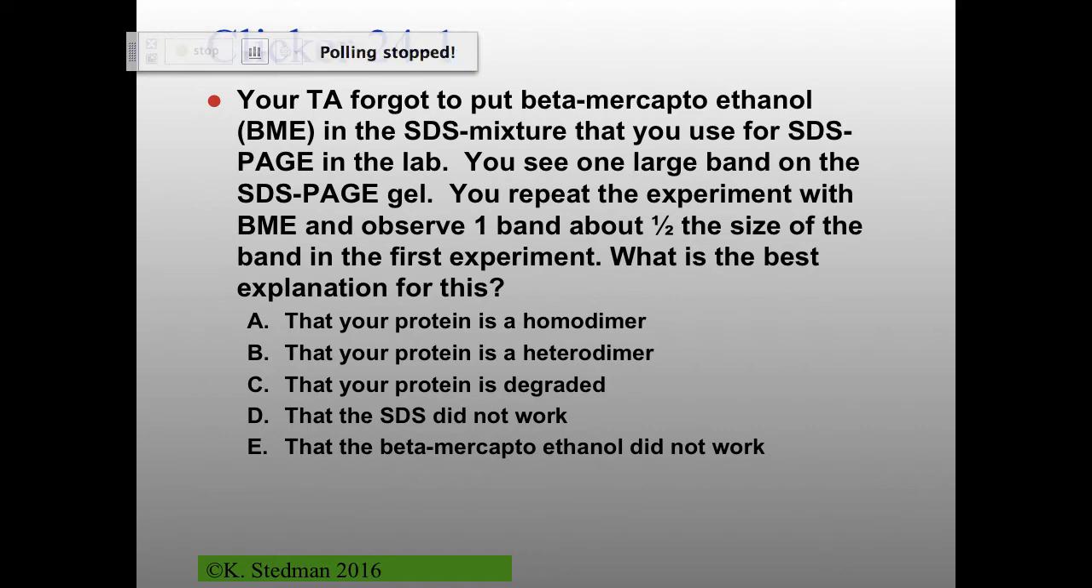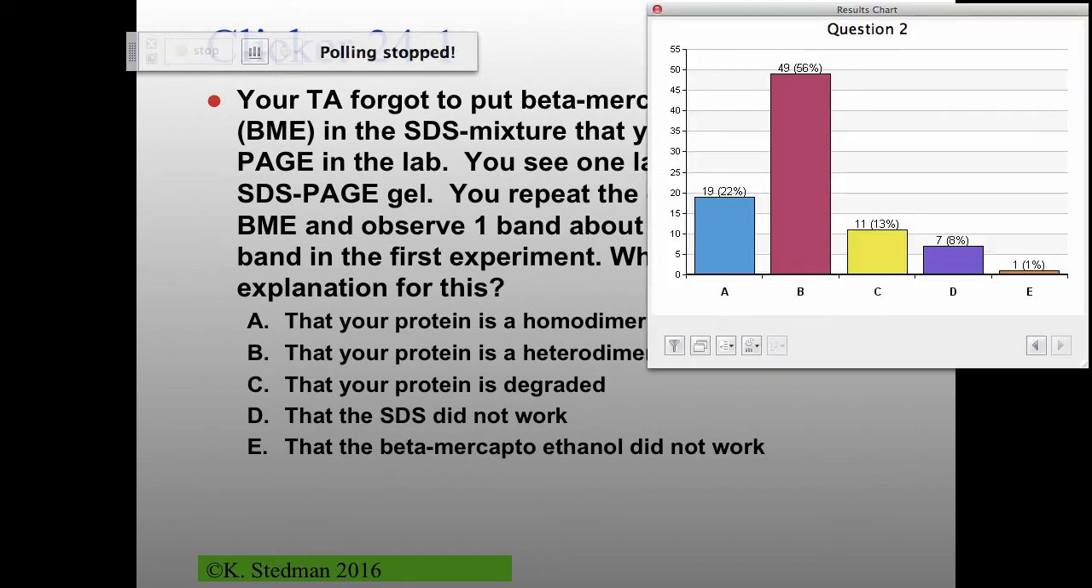What does beta-mercaptoethanol do? Beta-mercaptoethanol will reduce your disulfide bonds. So if you've got a disulfide bond binding two things to each other, that's what beta-mercaptoethanol does. So it will break that bond. So if you've broken a bond, what does that mean about what you might have had to start with? If you didn't put in BME, what will happen? Anything that's bonded together with a disulfide is going to be big, right? So you put in the beta-mercaptoethanol because your TA didn't do it right, and those two pieces now come apart.